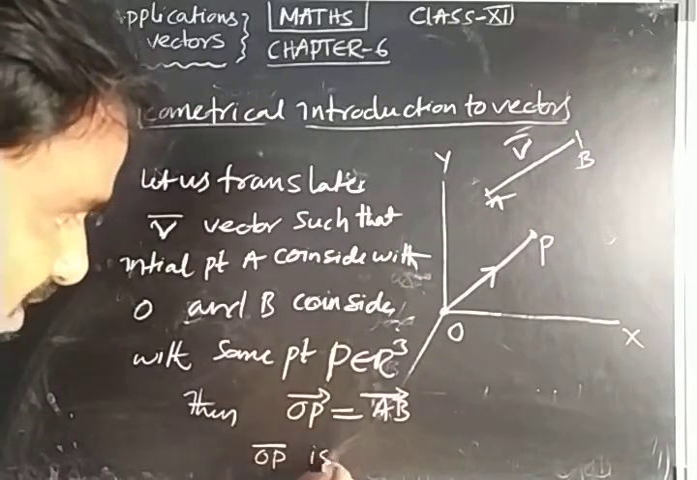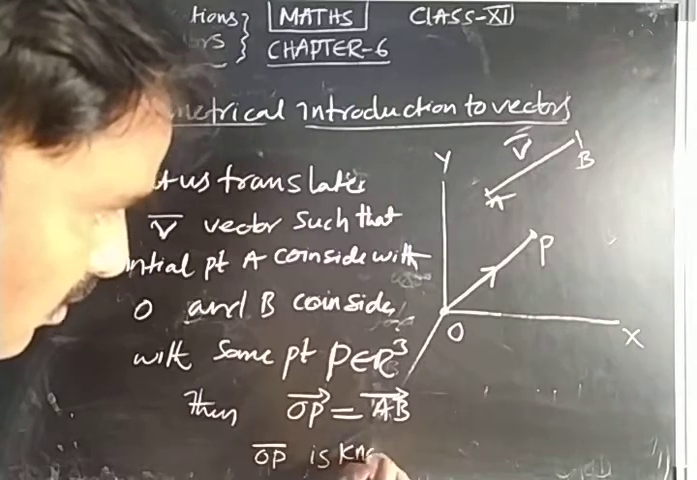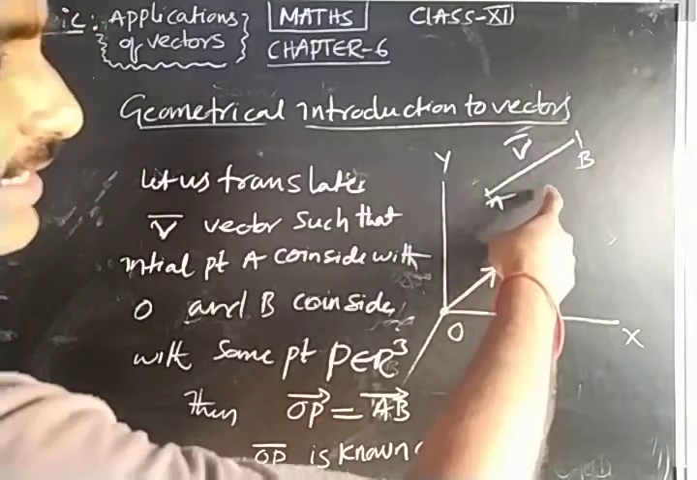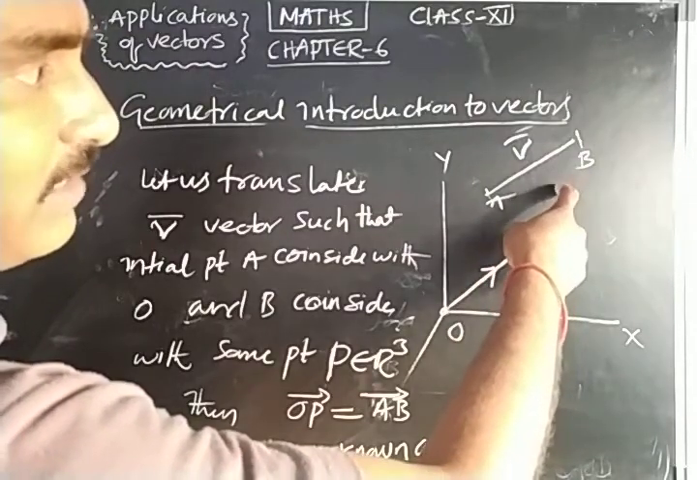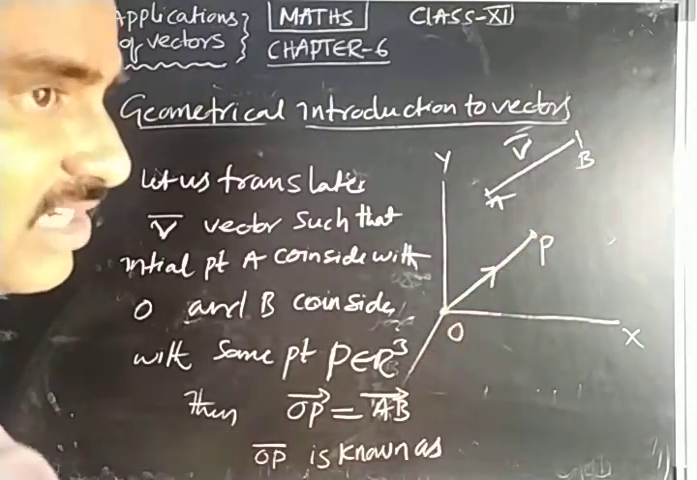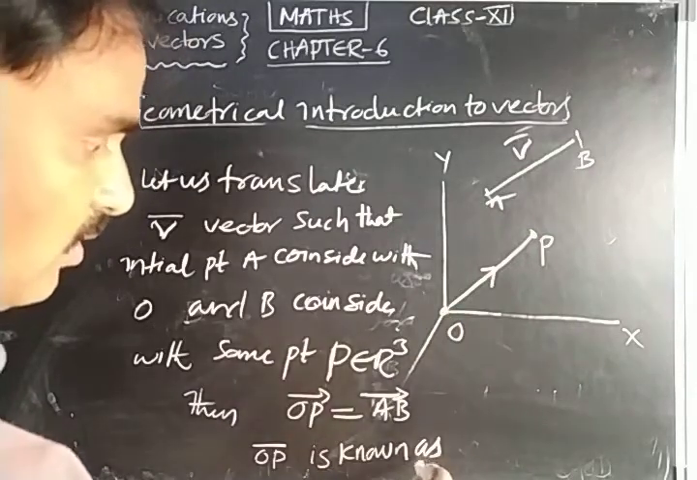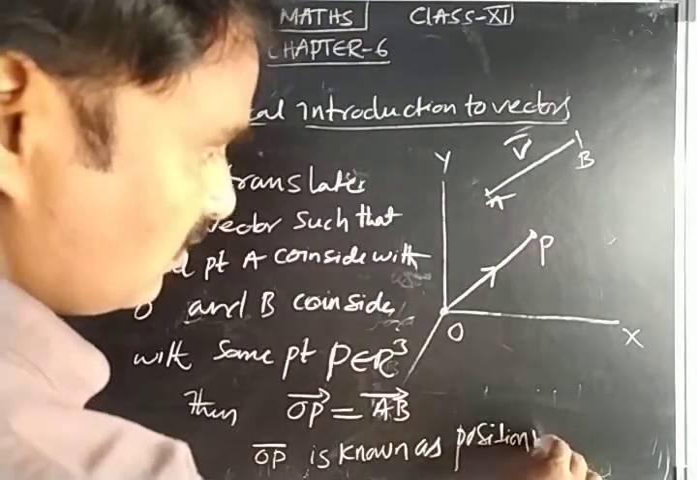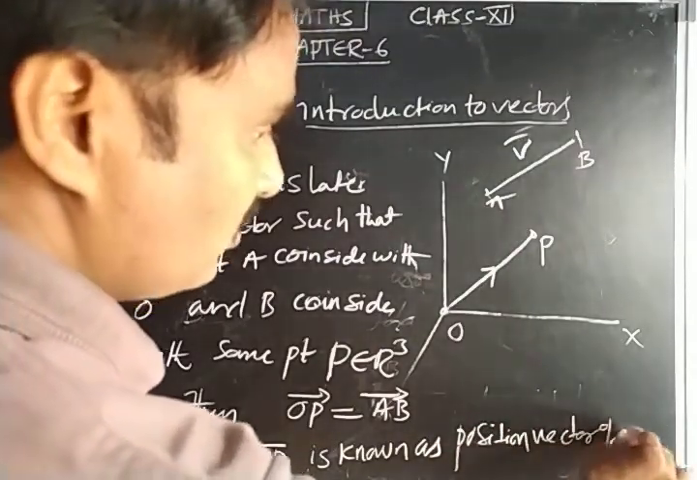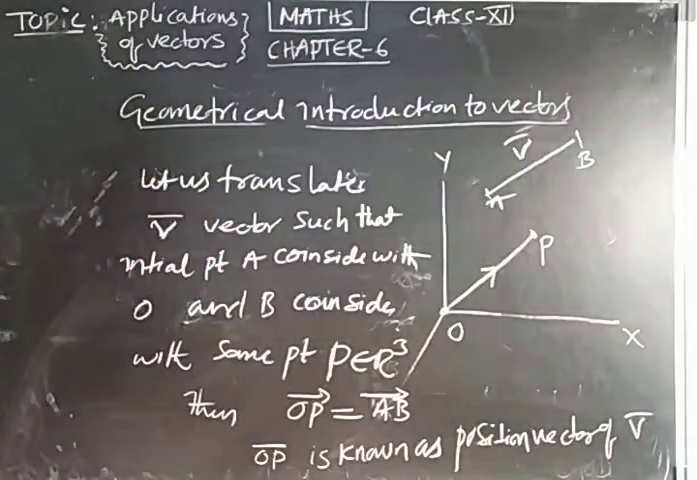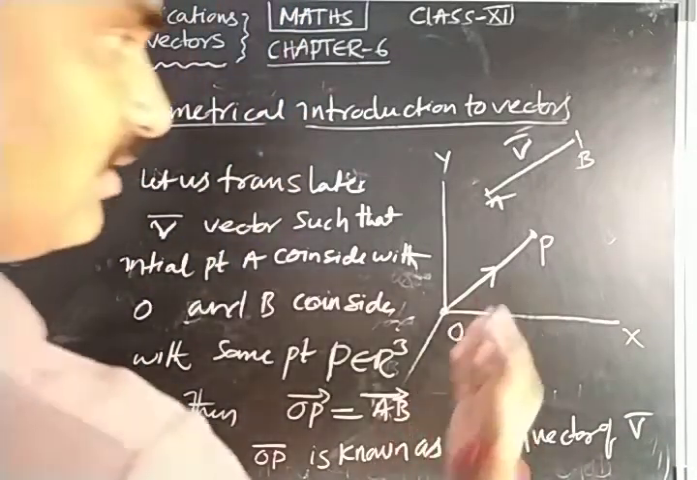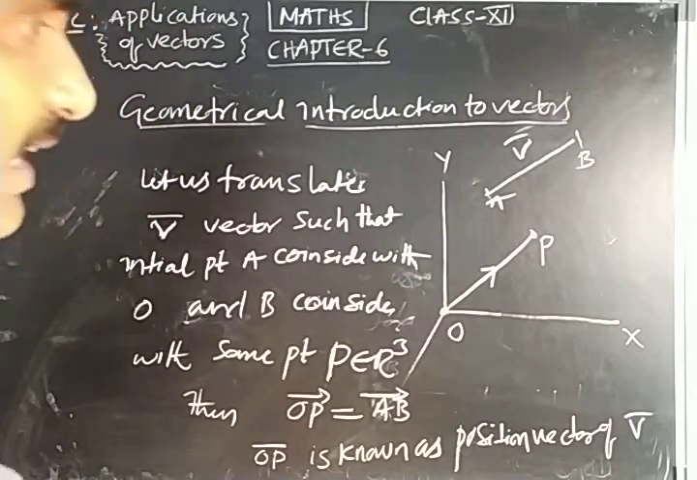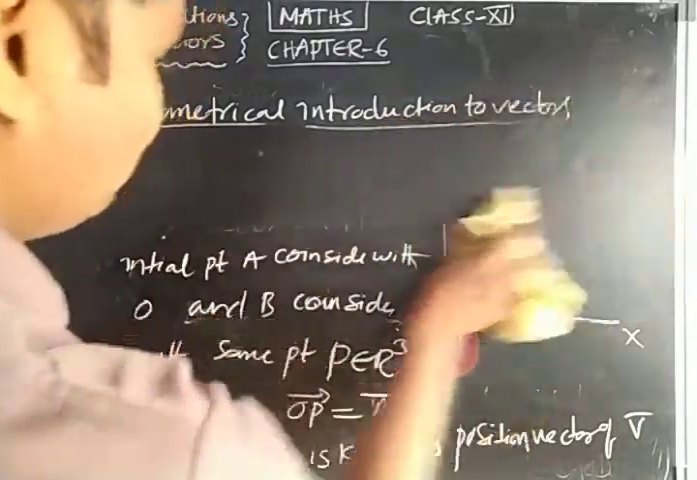Now OP is known as the position vector. Already we know, position vector means the line joining any point in the space to the origin is called the position vector. So OP is known as the position vector of V bar. Every vector we can denote by a point, and by the line joining you will get the position vector. Every point will have a position vector, right?